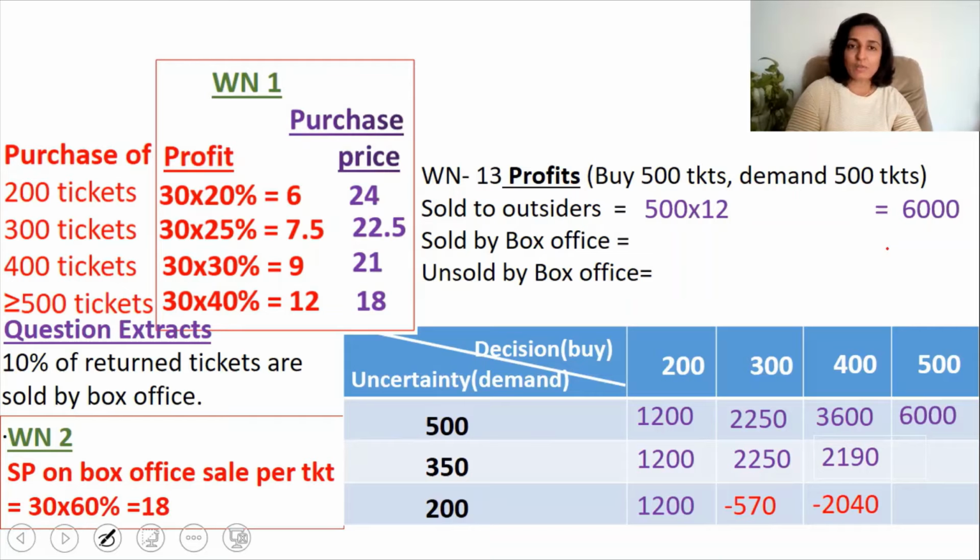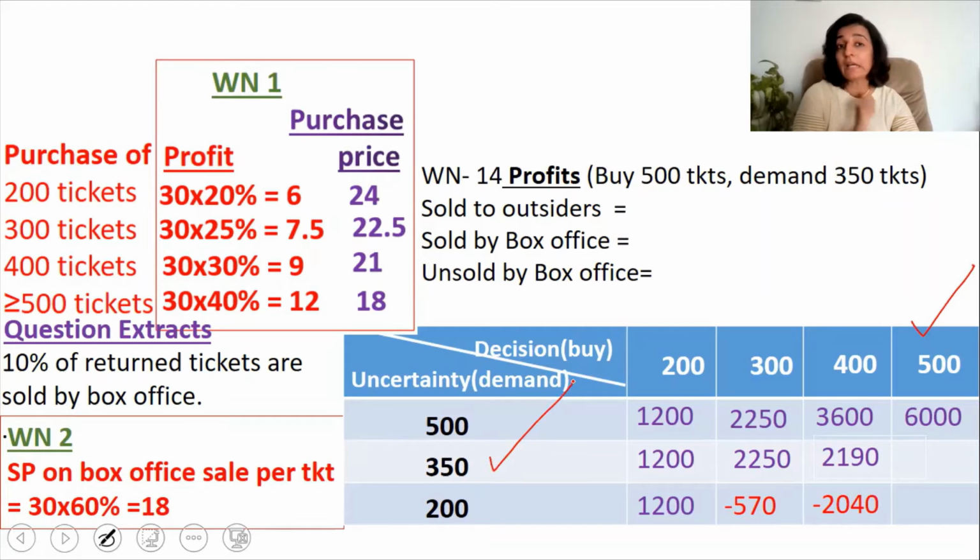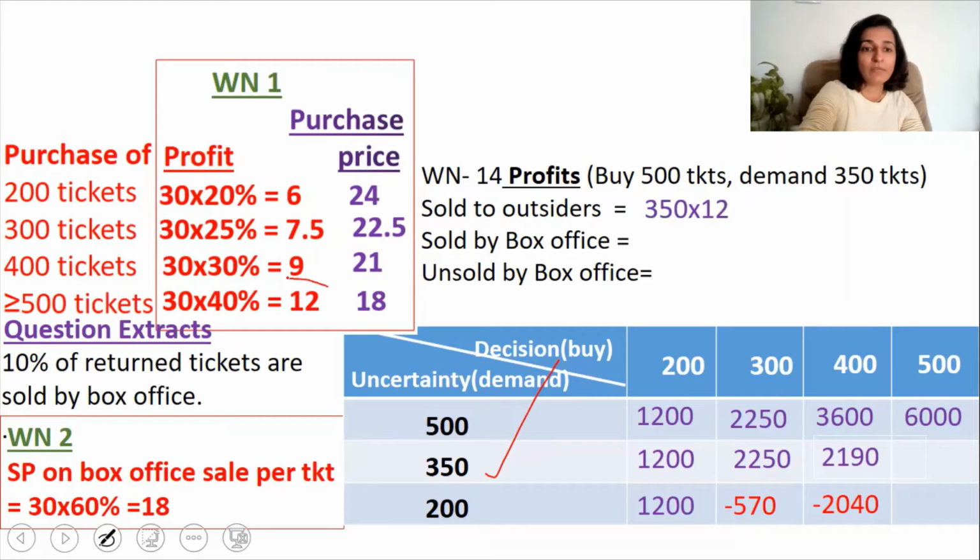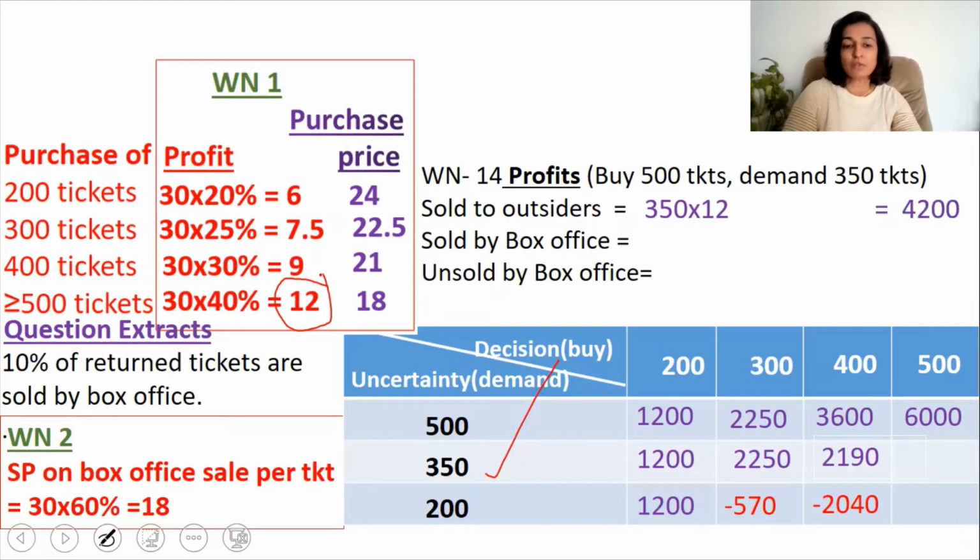Now coming to the next situation, he buys 500 tickets and the demand is only 350. Which means that there is unsold tickets, 150 tickets is unsold. That is 500 minus 350. So let's take the case of the quantity which is sold to outsiders. So 350 tickets he is able to sell to the outsiders, 350 multiplied by 12. That is the profit that he makes in that situation. So it is 4,200.